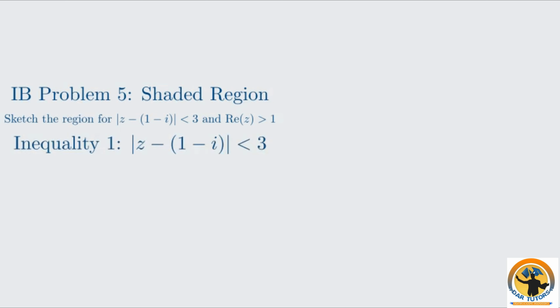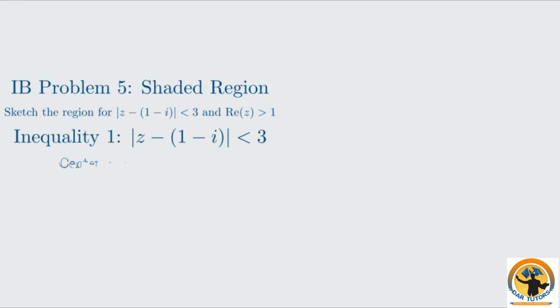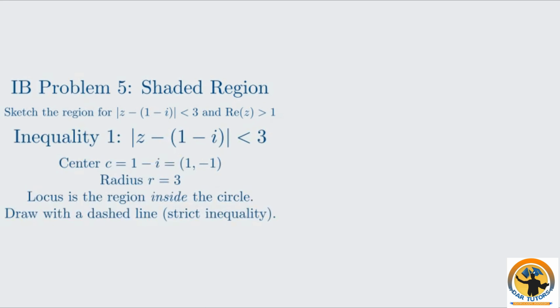First, consider the inequality modulus of z minus the quantity 1 minus i is less than 3. The boundary of this region is the equality, modulus of z minus 1 minus i equals 3. This is the equation of a circle. The center of this circle is the complex number 1 minus i, which is the point (1, -1). The radius is 3. The less than sign means we shade the region inside the circle. Since the inequality is strict, the circle itself is not included, so we draw it as a dashed line.